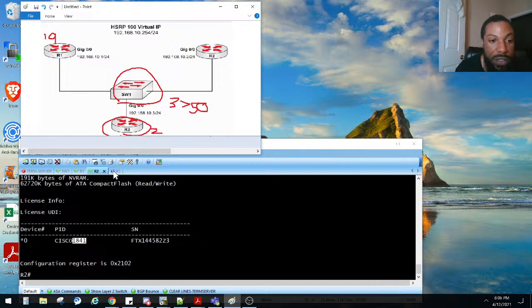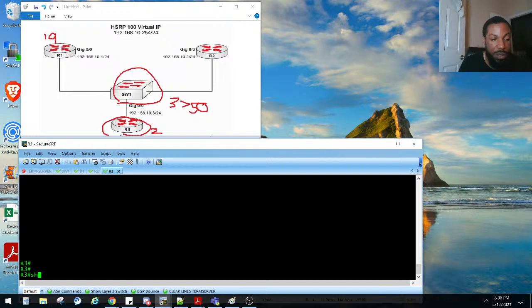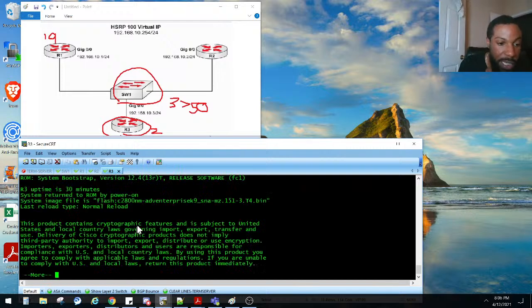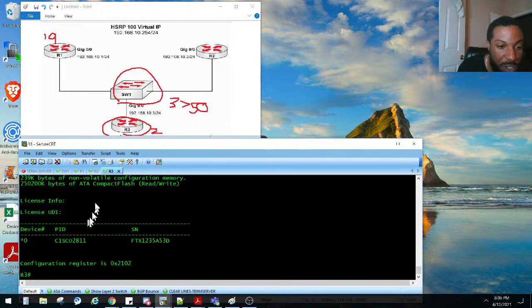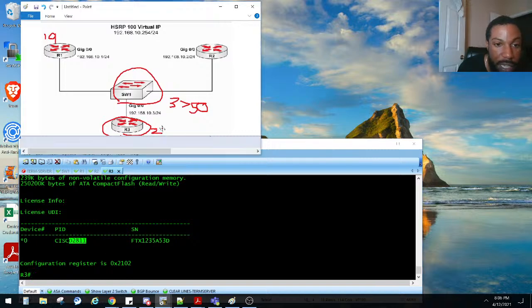Let's verify that though. Show version, and they are wiped clean. So I start with not really a basic config. I just make sure that domain lookup is turned off. Yeah, it's a 2811. So that guy's a 2811.